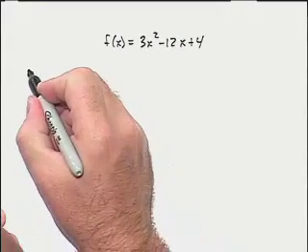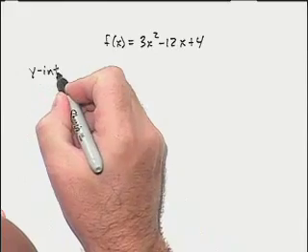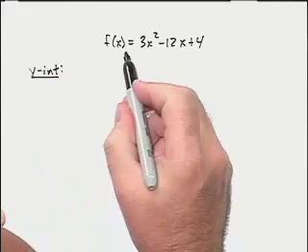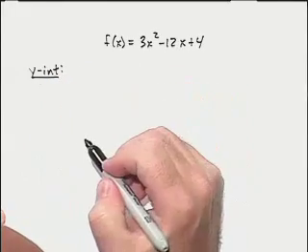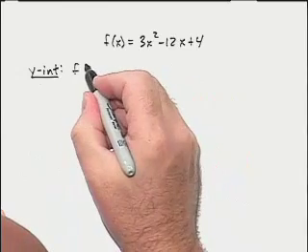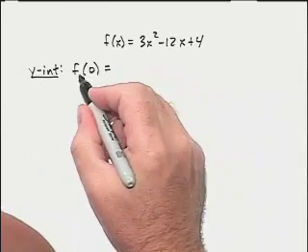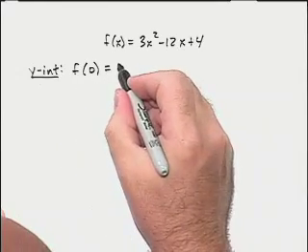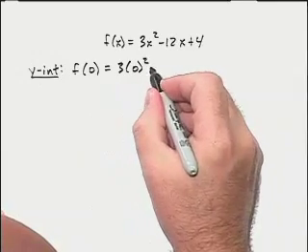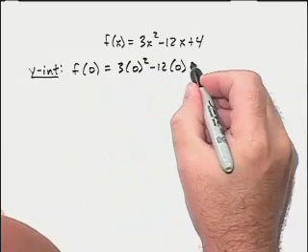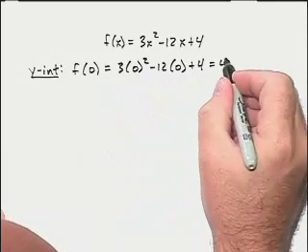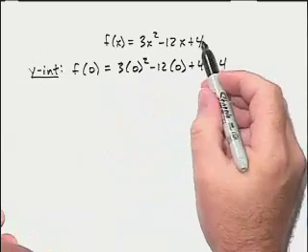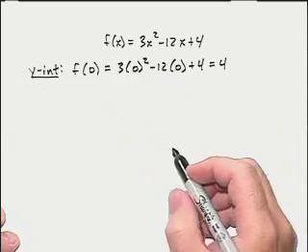We'll start by finding the y-intercept. To find our y-intercept, we're going to let x equal 0 and find the value for y. It means we need to evaluate the function when x is 0. So we find f of 0 is 3 times 0 squared minus 12 times 0 plus 4, which is just equal to 4, which is the constant term in our quadratic function.